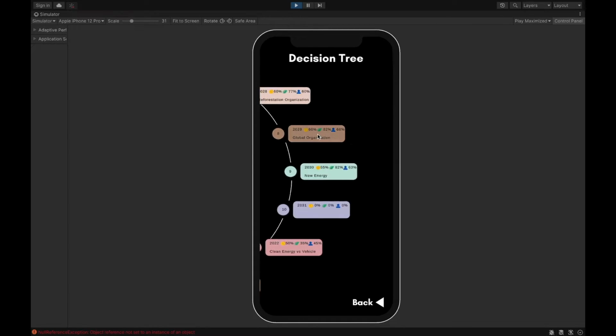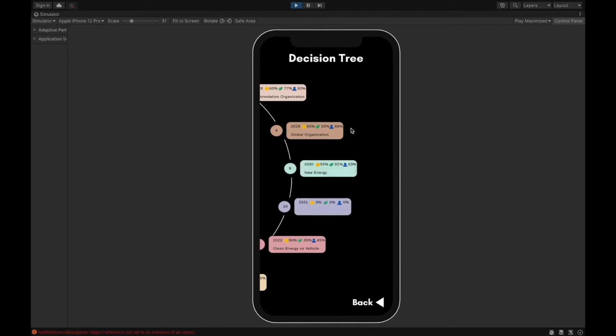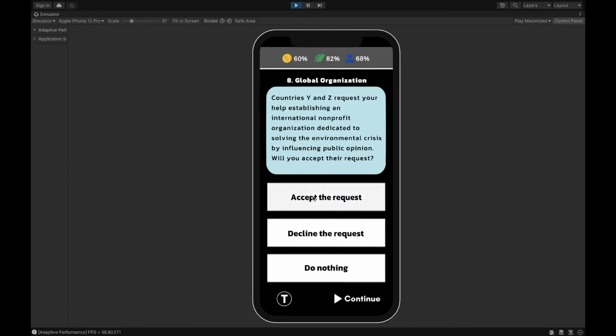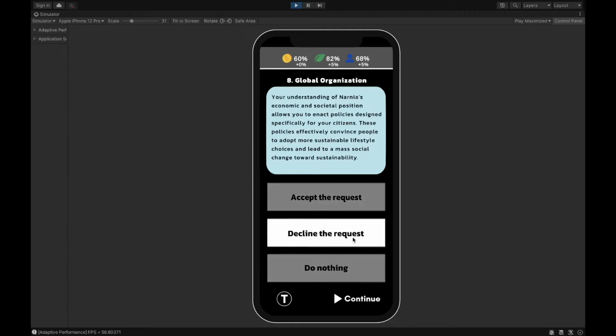I can actually scroll backwards since the decision tree sort of loops around in order to make it easier for the user to scroll to the desired decision that they want to go back to. But that being said, we can go back to event 8 and instead, well, let's see what happens if we decline the request. Okay, so your understanding of Narnia's economic and societal position allows you to enact policies designed specifically for your citizens. These policies effectively convince people to adopt more sustainable lifestyle choices and lead to a mass social change towards sustainability. So all the better for us.